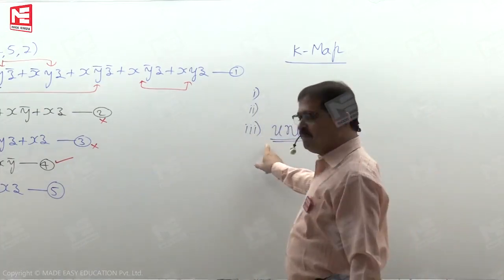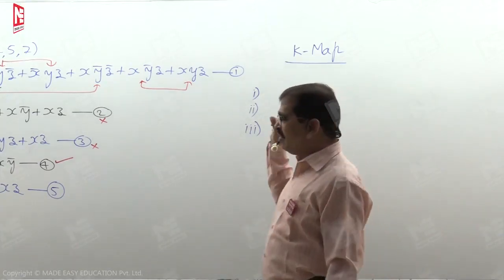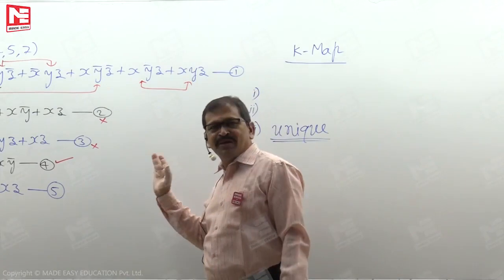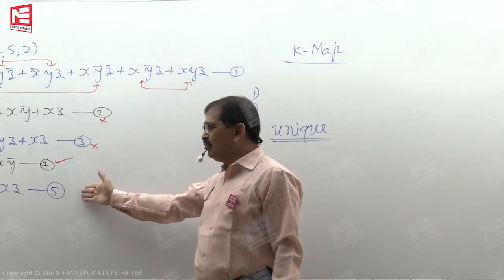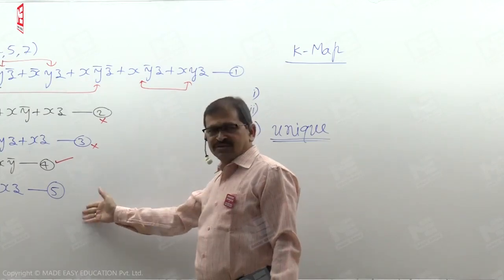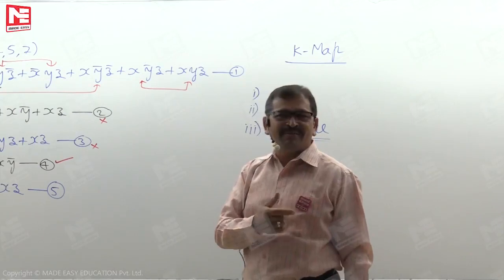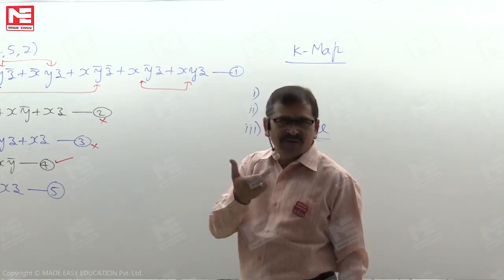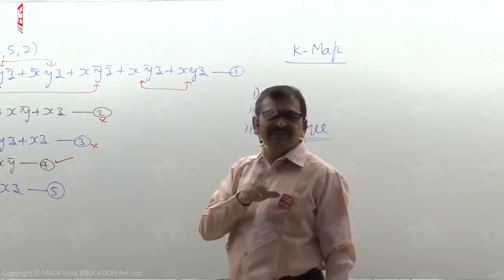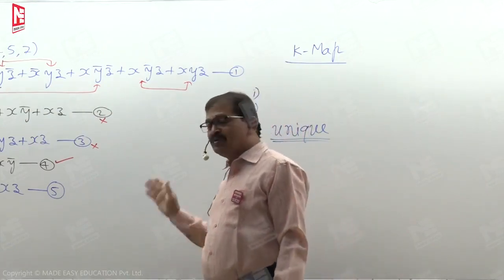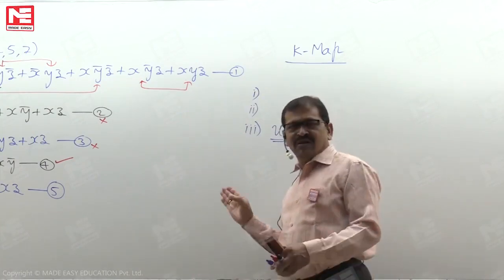Third point we mentioned: minimal expression may not be unique. If you look at equations 4 and 5, both are minimal expressions. So a minimal expression may not be only a single form. There is a possibility that the minimal expression may have more than one form. So these are the observations we have from the work done here.